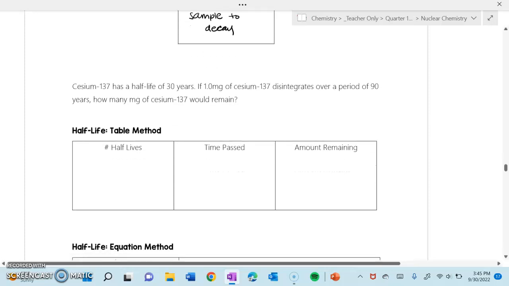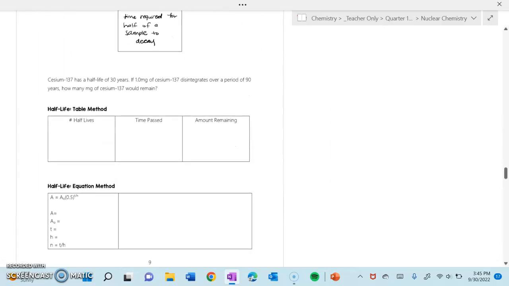So we have two different methods we're going to look at. First, we're going to do the table method and then the equation method. And both of them will give us the same answer. So on the backside, when you actually do the problems, you can choose which method you like better. I do have the table in there for you to use, but you don't have to use it if you'd prefer to use the equation. But either one is fine.